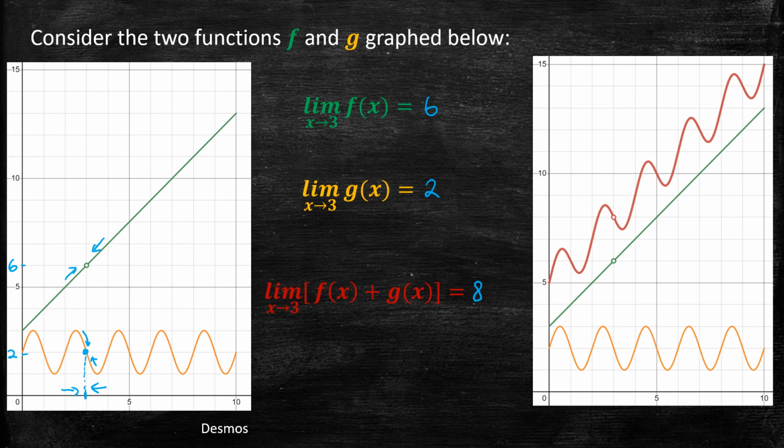So what is the limit as x goes to 3? Well, as x goes to 3, let's see what's happening on the red graph. From the left, we are approaching the same value as from the right. And that value appears to be 8, which kind of confirms our intuitive guess that the limit of the sum of the two functions seems to be equal to the sum of the limits.